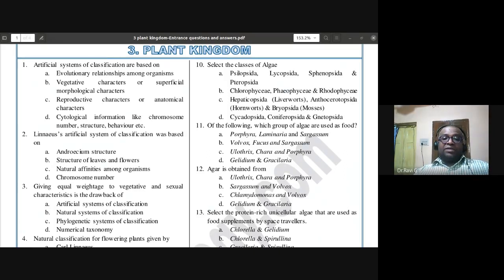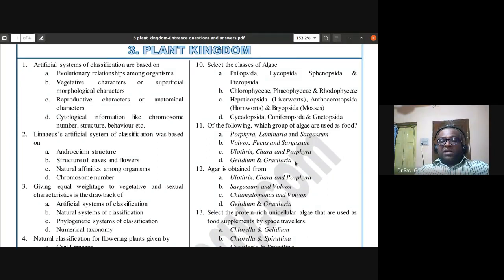Okay, so the 11th question that we have is, of the following, which group of algae are used as food? So the beneficial aspects of algae, we have discussed about that. See, is it Porphyra, Laminaria, and Sargassum? Or is it Volvox, Fucus, and Sargassum? Or Oedogonium, Chara, and Porphyra? Or Gelidium and Gracilaria?